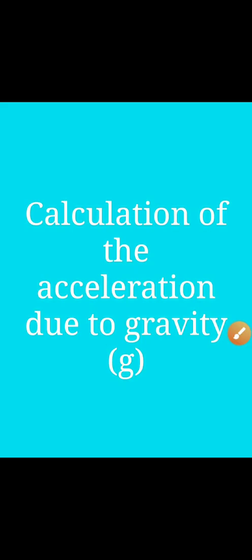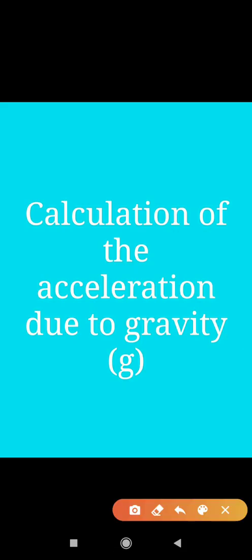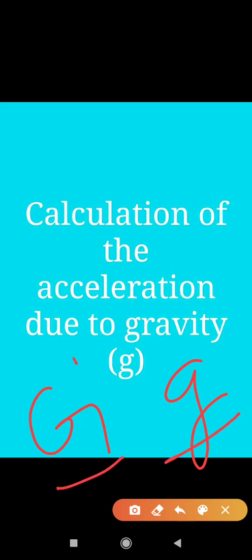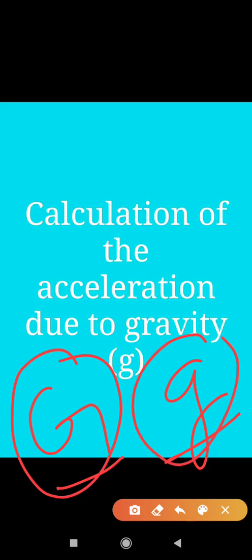Good morning everyone. Today we are going to discuss the calculation of the acceleration due to gravity. We can say acceleration due to gravity as small g, and by this equation we will understand the relation between G and g, capital G and small g. What is the relation between both? Capital G is the gravitational constant, and small g is acceleration due to gravity.